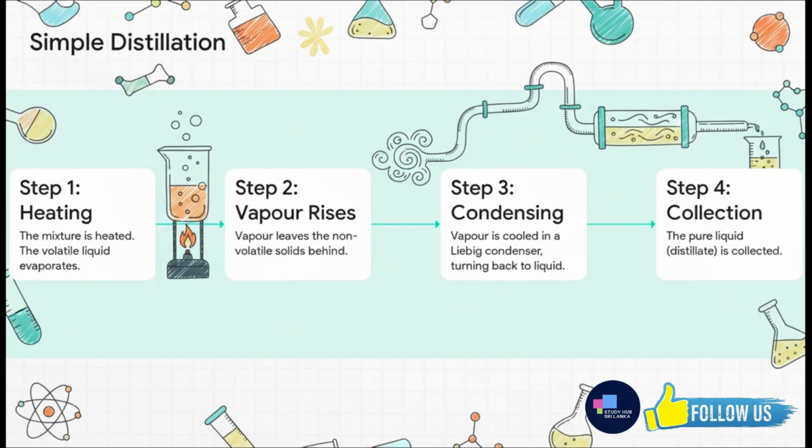Let's look at a really important example, simple distillation. This is perfect for separating a liquid that evaporates easily, like water, from something that doesn't, like salt. First, you heat the mixture. The water turns into steam, leaving all the salts behind in the flask. Then, that steam travels through a cold tube. We call it a Liebig condenser, which cools it down and turns it back into pure liquid water that we can collect. This is exactly how we make distilled water for labs.